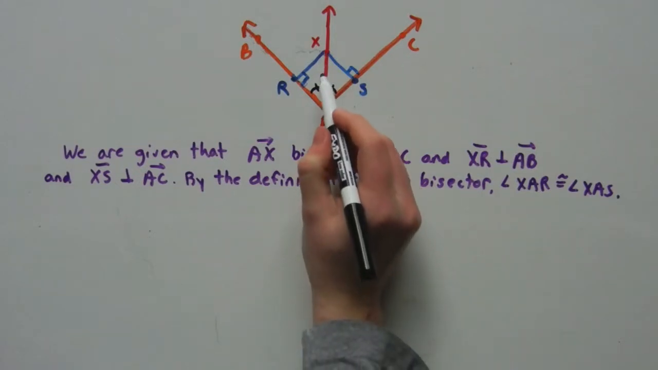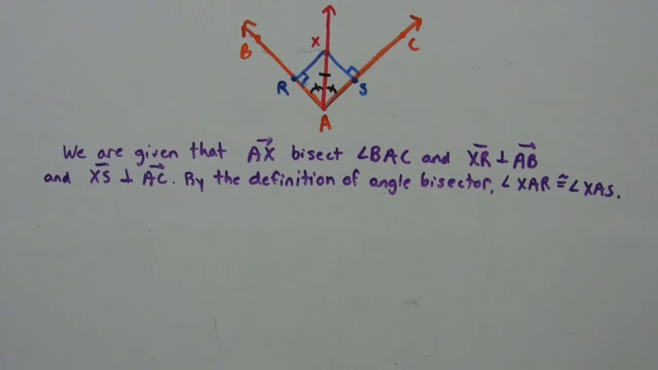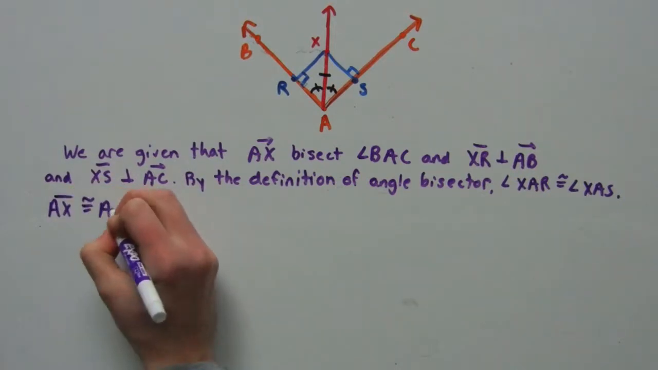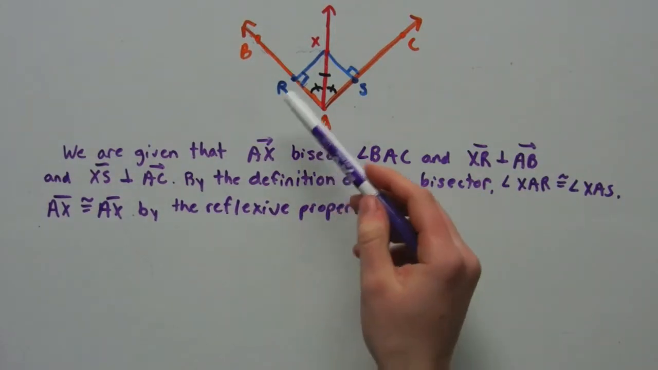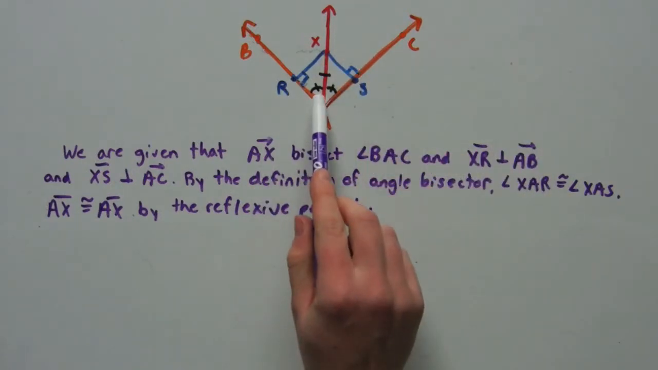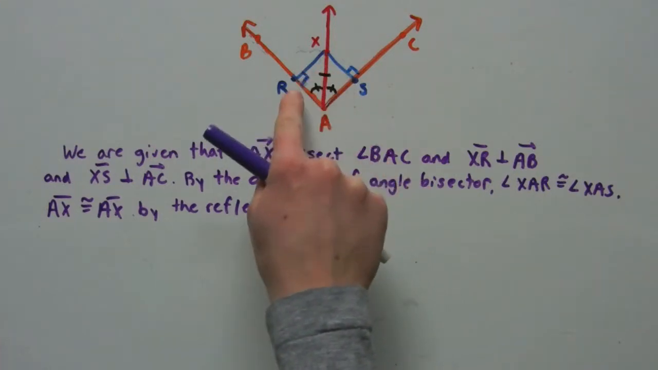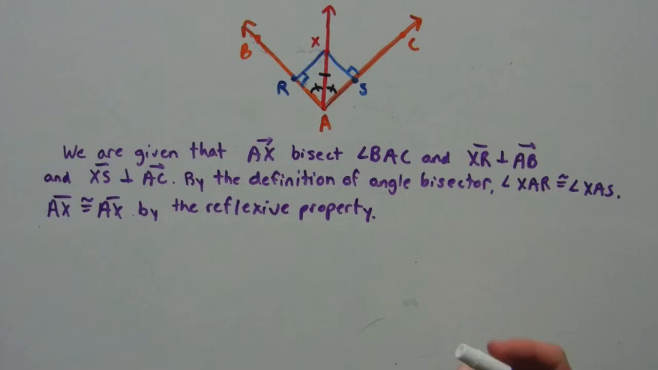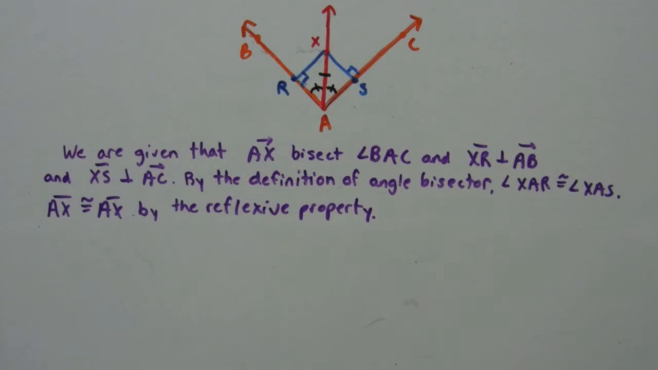We also know that AX is congruent to AX, and that's by the reflexive property. Now we're trying to use one of our congruence postulates to say that the measure of XR is the same as the measure of XS. So far we have corresponding angles that are congruent and a corresponding side of two triangles that is congruent. But since these are perpendicular, we know that they're right angles and are 90 degrees. And 90 degrees is congruent to 90 degrees. Therefore, we have another angle that is also congruent.